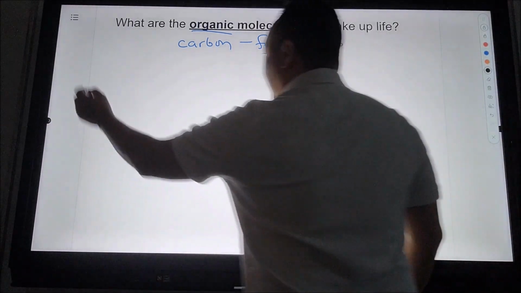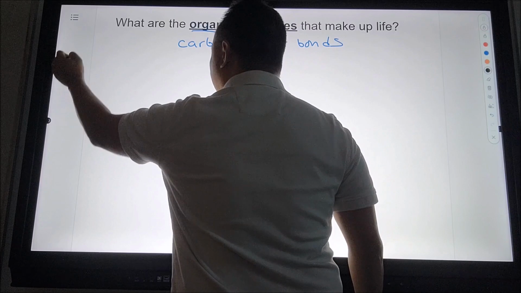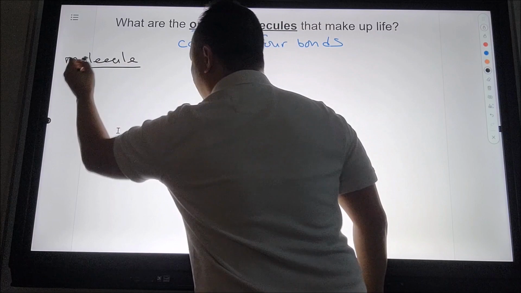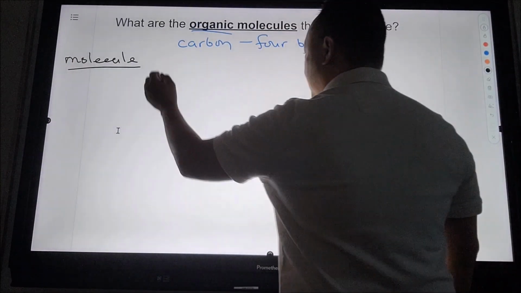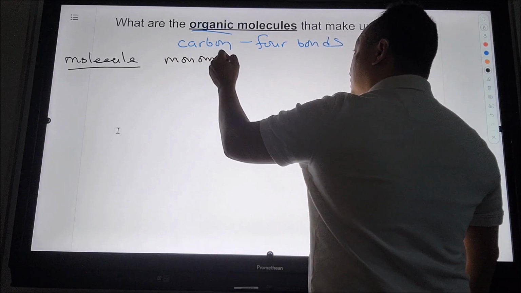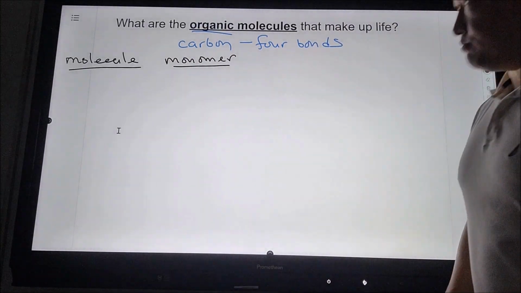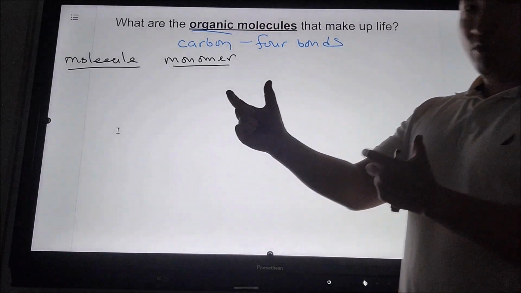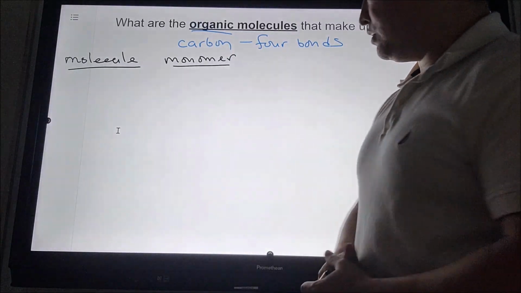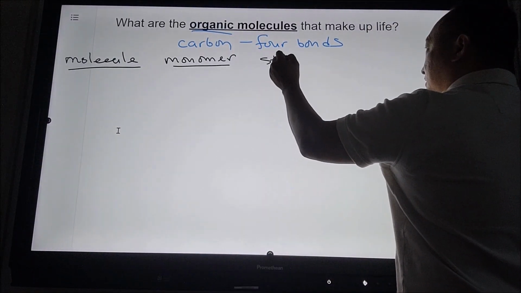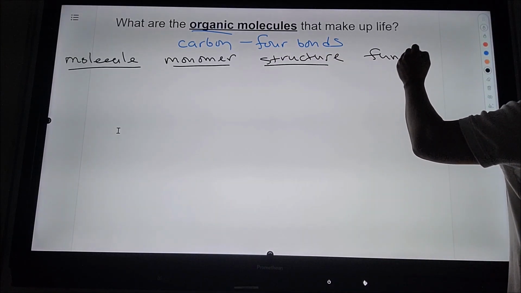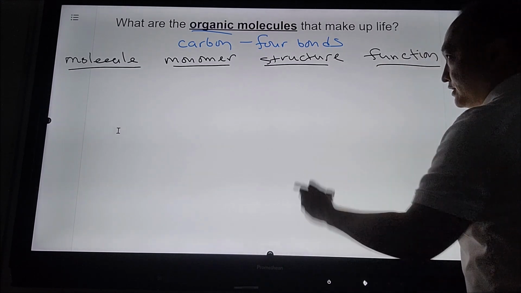Okay. And so what we want to know is for each molecule, what is it composed of? So we'll do the composition. We'll see if it has any monomers. Monomers are these little units that repeat over and over again to build that larger molecule known as a polymer. And then we'll take a look at the structure, what it might look like, as well as take a look at some of the functions.